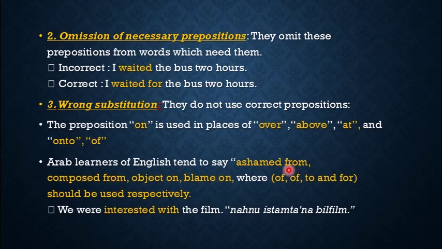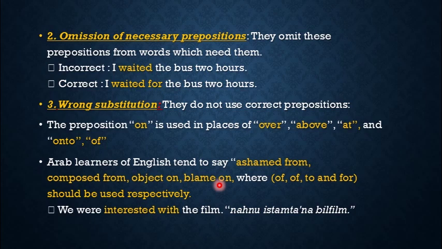Object on: we say يعترض على in Arabic, so that's why we use "on" in English, which is incorrect again. We should say "object to" something, not "object on". And "blame on": how do we say it in Arabic? We say ألوم عليك, or ألومك. So we either use the wrong preposition or delete the preposition. If you say ألومك, it's "I blame you", right.